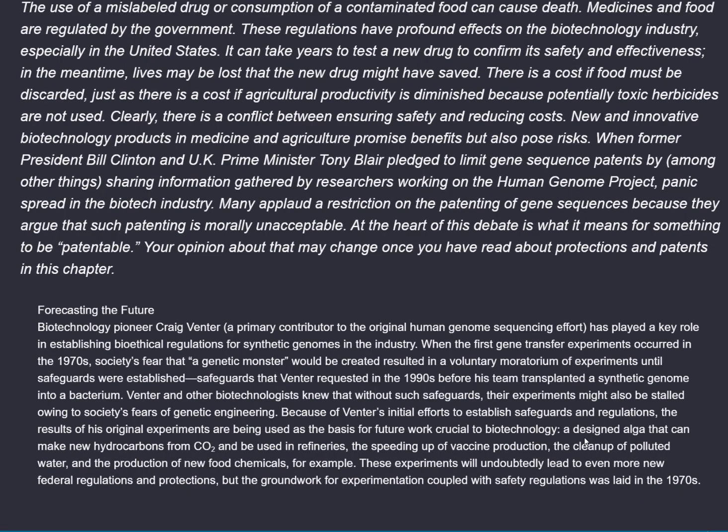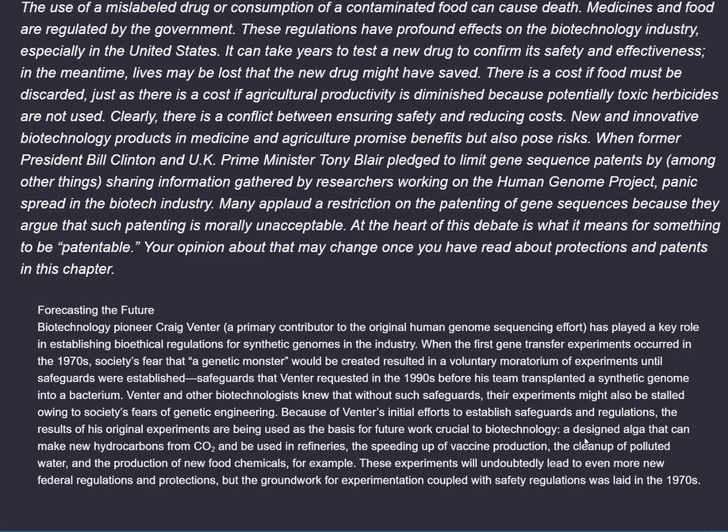The use of a mislabeled drug or consumption of a contaminated food can cause death. Medicines and food are regulated by the government. These regulations have profound effects on the biotechnology industry, especially in the United States. It can take years to test a new drug to confirm its safety and effectiveness. In the meantime, lives may be lost that the new drug might have saved.